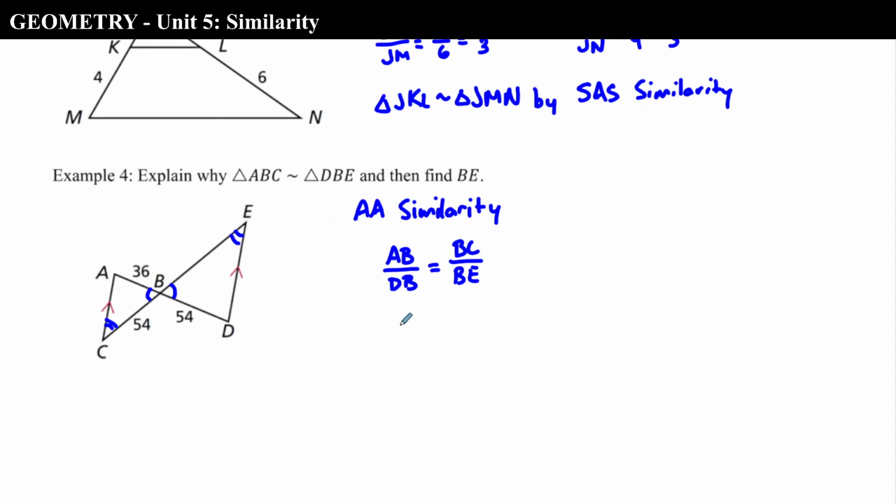So from here, we just plug in our values. AB is 36, DB is 54, BC is 54, and BE is what we're looking for. So cross multiply, you get 36 times BE is equal to 54 squared, which is 2916. And we divide each side by 36, and you get that BE is 81.